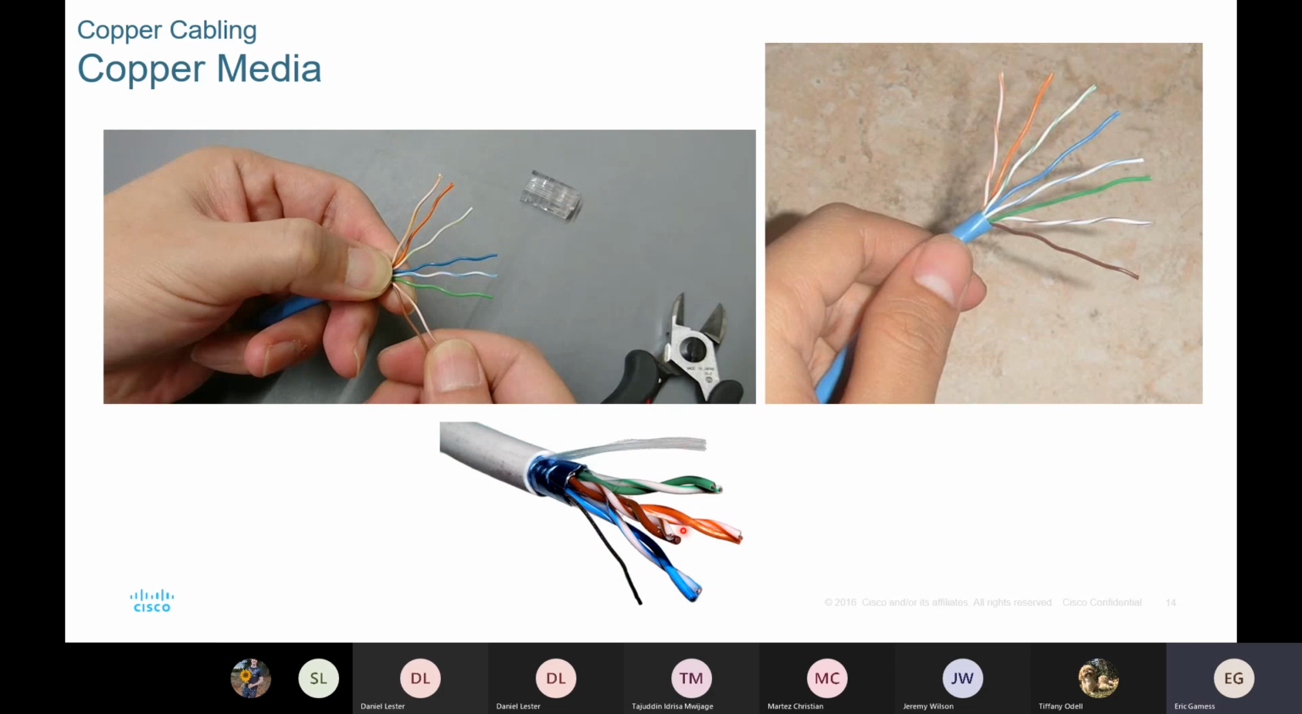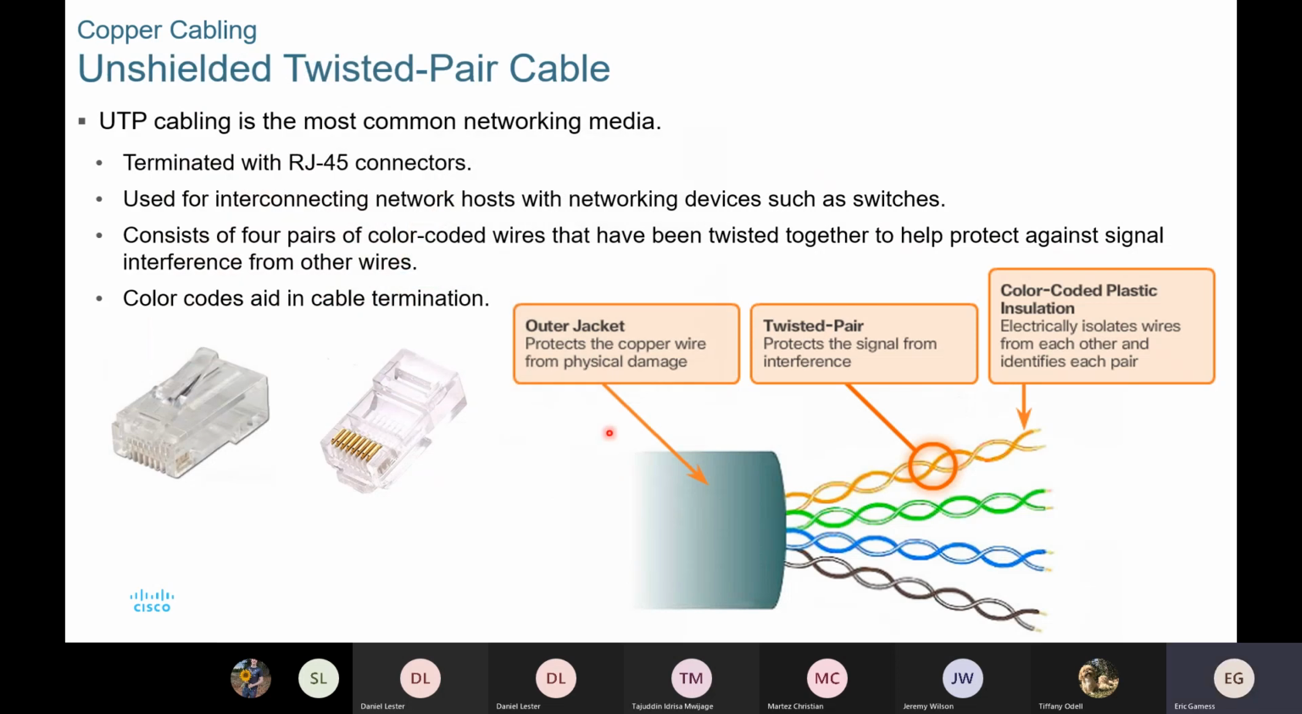So this is STP. As you can see, in this case, we don't have, for example, the star in the middle, but we do have the foil shield that is there to protect the 4 pairs of cable from noise that comes from outside, from electromagnetic interference noise and radio frequency interference noise. So, the jacket, we call that the jacket.